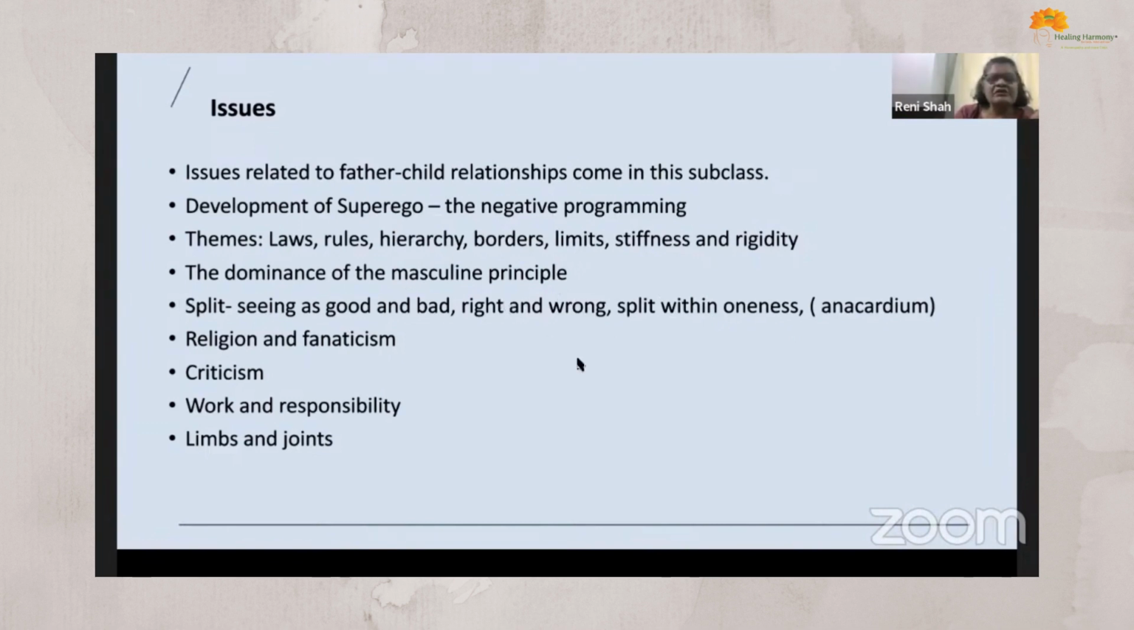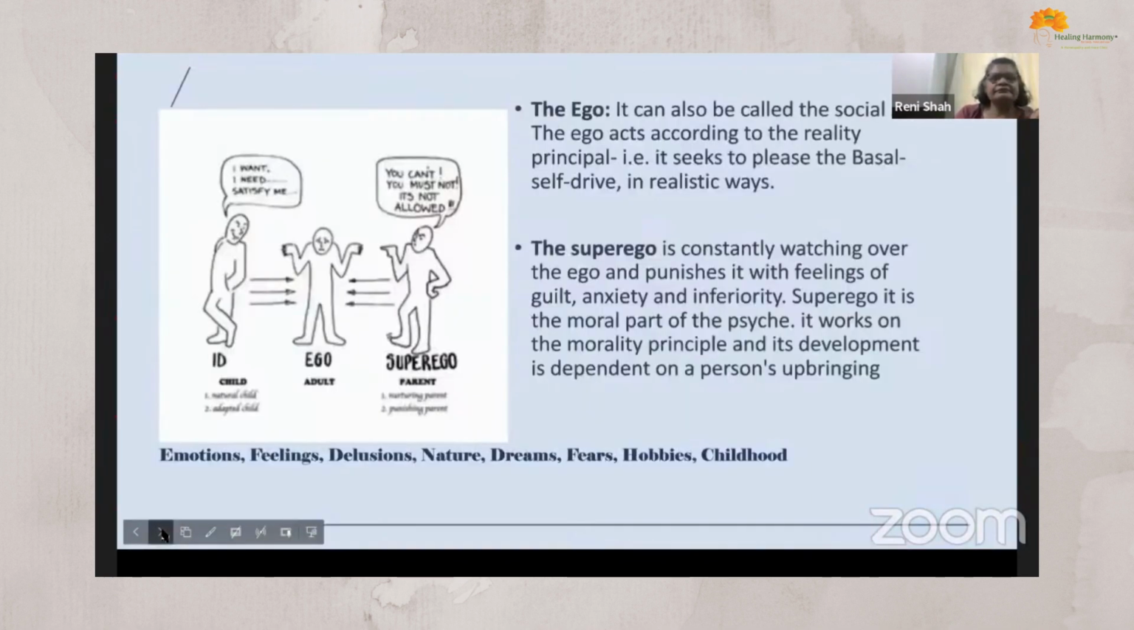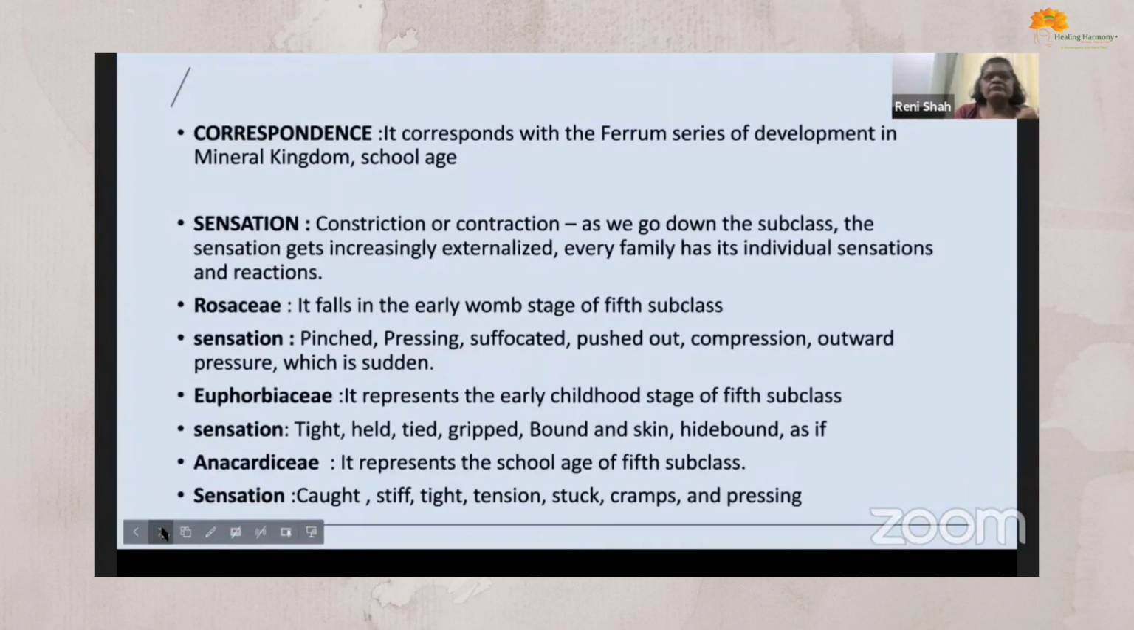The dominance of the masculine principle, seeing good and bad, right and wrong, a split within oneself. Like in Anacardium, we see a split inside. Religion and fanaticism, criticism, work and responsibility, and issues with limbs and joints. This subclass corresponds with the Ferrum series of development in the mineral kingdom. The main sensation throughout this subclass is constriction and contraction.